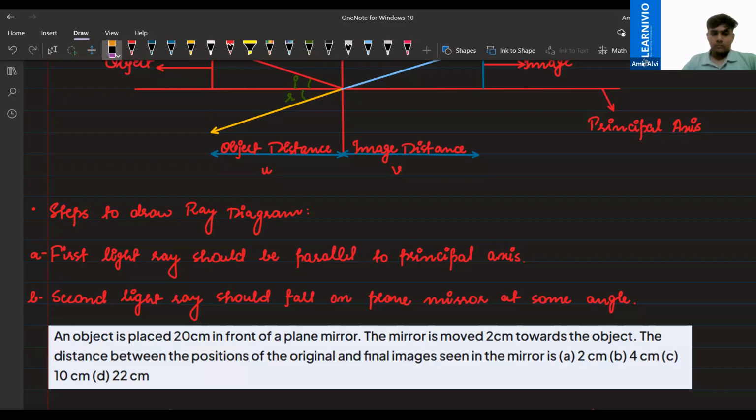Sir, 2 centimeters, right? Solve it. Try to draw the figure. You try to solve the question using the figure in hand. Okay, sir. So 1 minute, I'll be back.